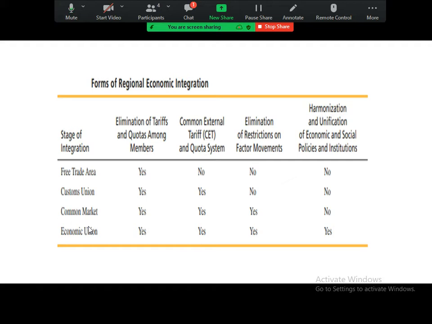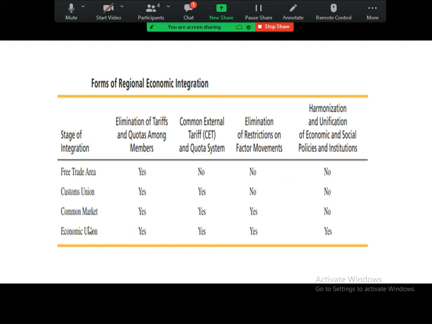Now, what is there? If you just look, this is a very simple table. If you understand this, then you can elaborate in the examination on the entire thing that we have studied. So there are four stages of integration: elimination of tariffs and quotas among the members, then common external tariff, that is there, yes or no.